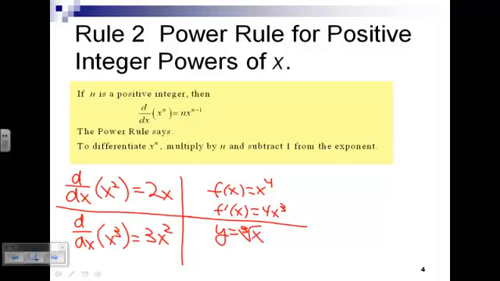is that a positive? Yeah. Is that a positive integer power of x? No. Positive, yes. Integer, no. But we'll find out later that the derivative still uses that same rule: 1/3 x to the negative 2/3 power.